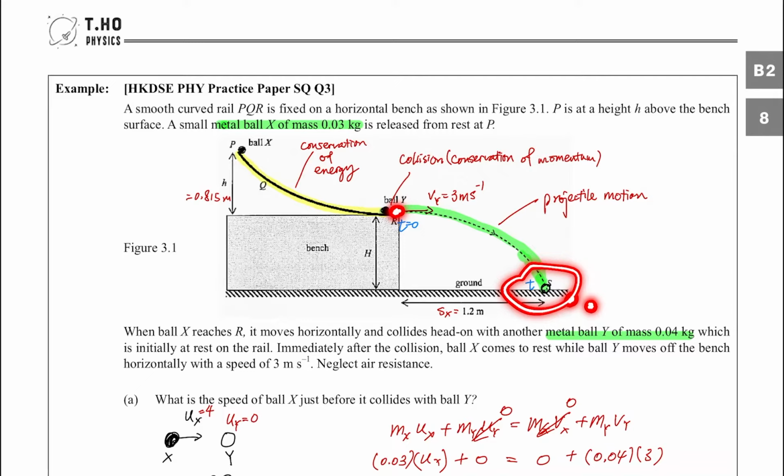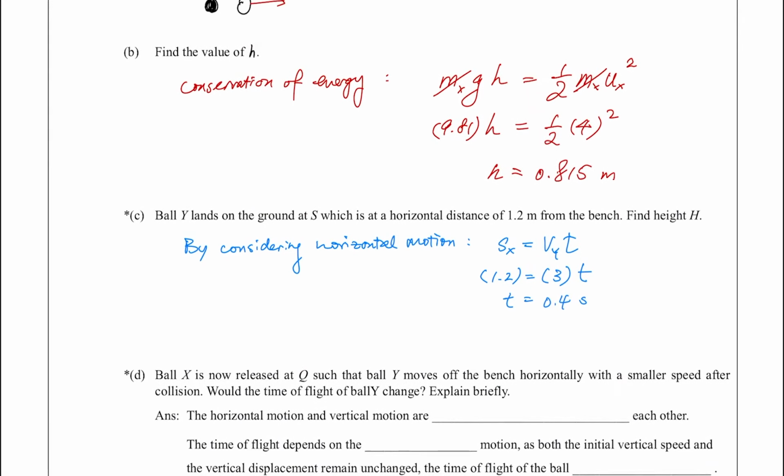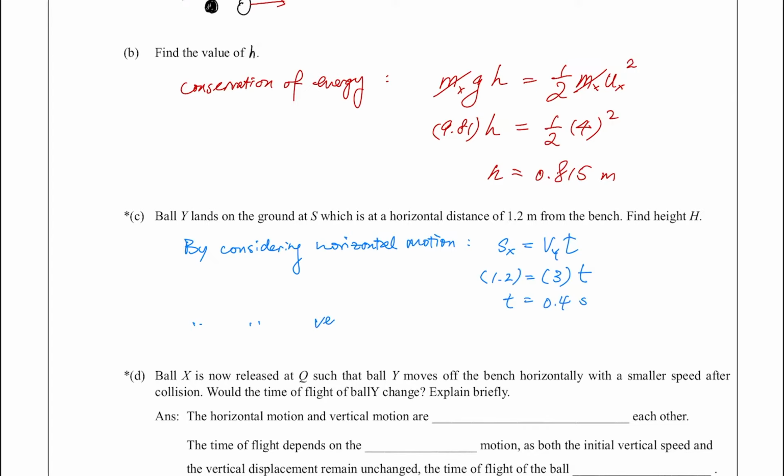So we ask ourselves another question: in this 0.4 second, what is the height the ball has dropped under gravity? This distance would be the height of bench h. Okay? So we can consider the vertical part of the projectile motion.